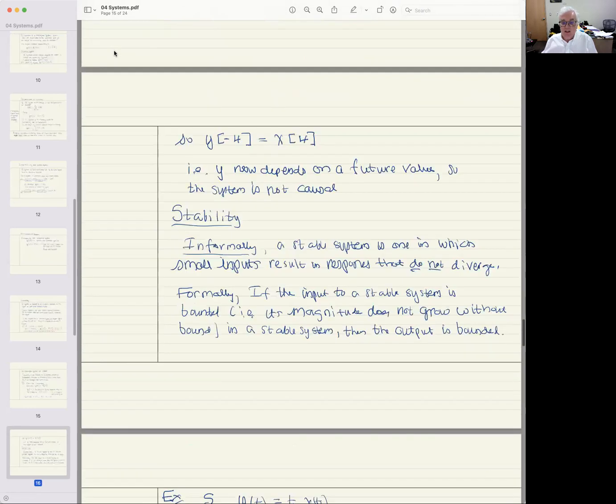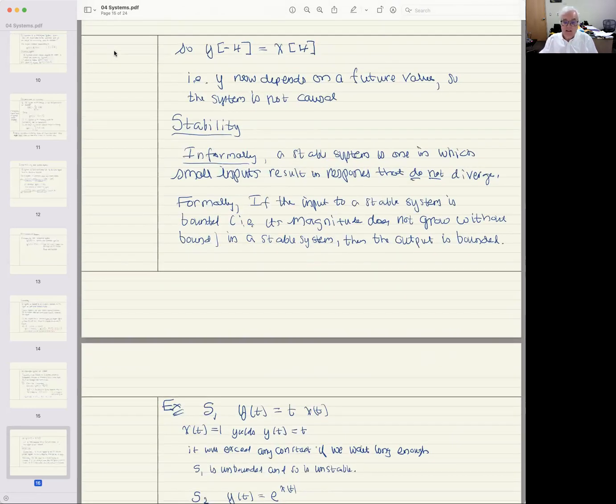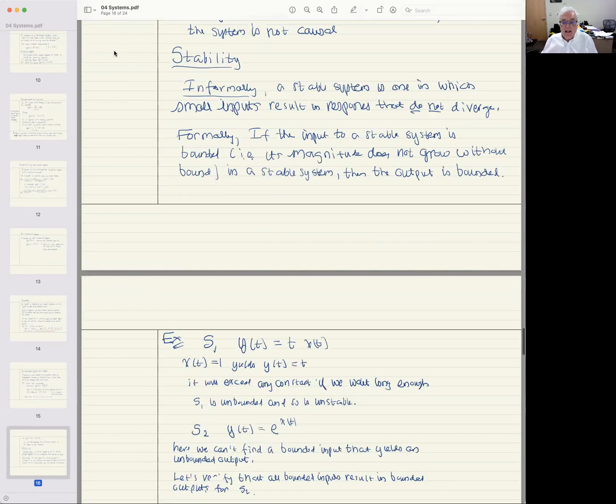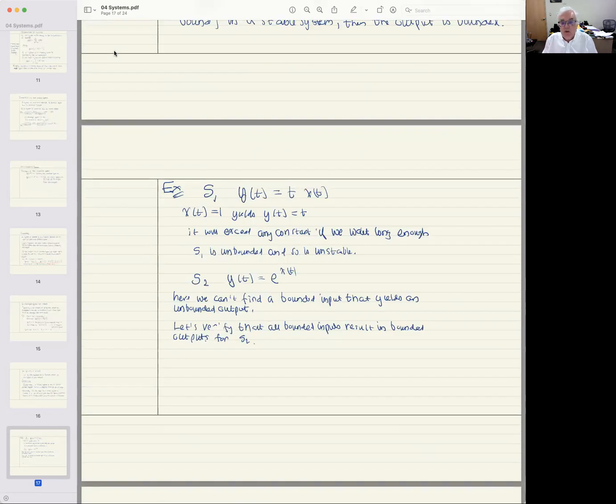I then go on to look at stability. Basically, stable systems are where we have small inputs and the responses that result don't diverge. Formally, if the input to a stable system is bounded, that means its magnitude does not grow without bound, then the output is bounded. So what I do then is work an example about whether a couple of systems S1 and S2 are stable or not, and you can see the details.